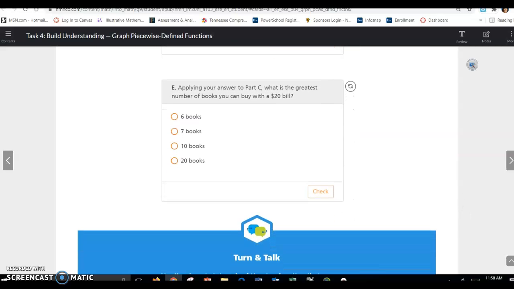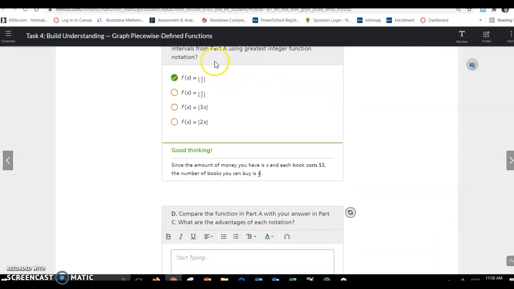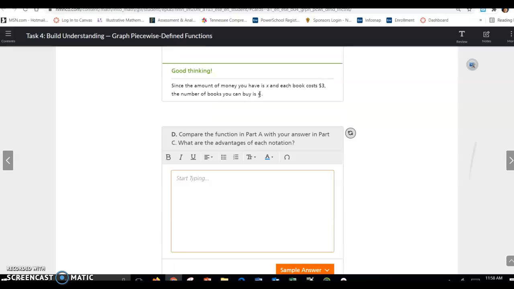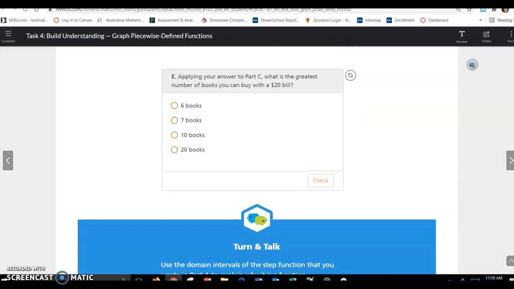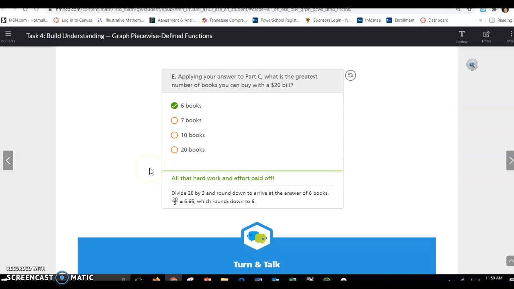All right, apply your answer to part C. What is the greatest number of books you can buy with a $20 bill? All right, so if we look at the function, we have $20 divided by 3. Each book costs $3. 20 divided by 3 is 6 2/3. 3 times 6 is 18 and $2 left over. So the most number of books we could buy with a $20 bill would be 6 books.